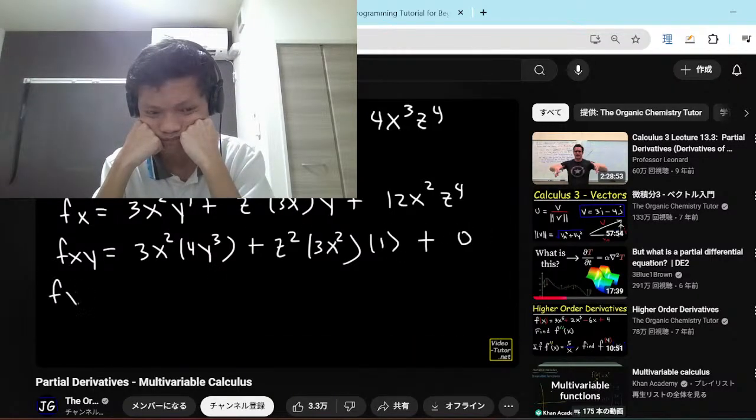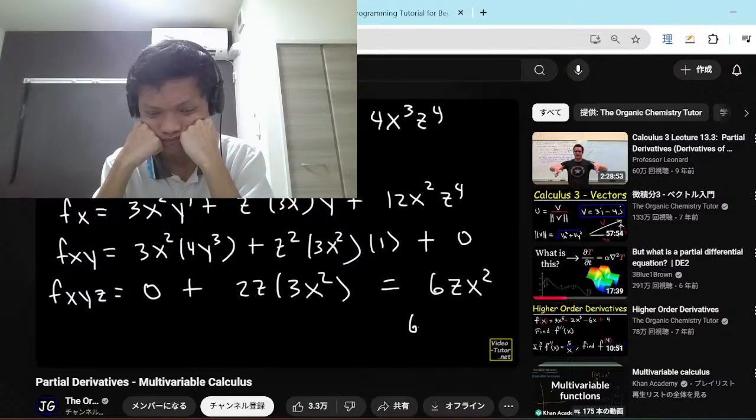Now we're going to differentiate fxy with respect to z. Now this term doesn't have z, so that's going to become 0. The derivative of z squared is 2z times 3x squared. So the final answer is 6zx squared, or 6x squared z.